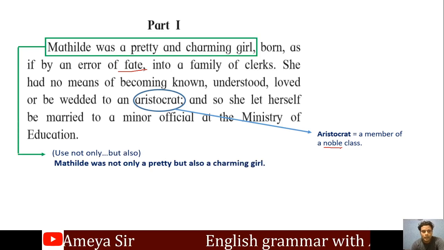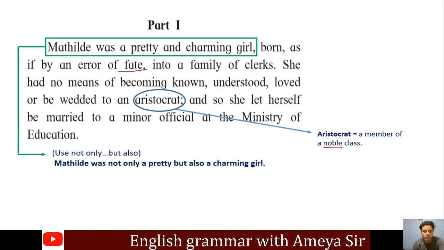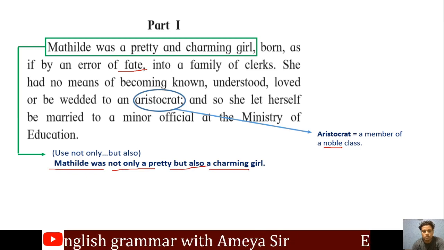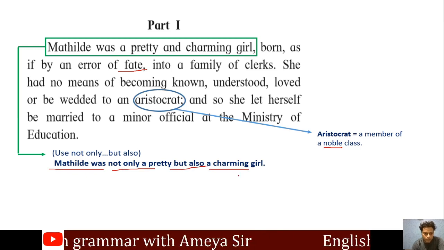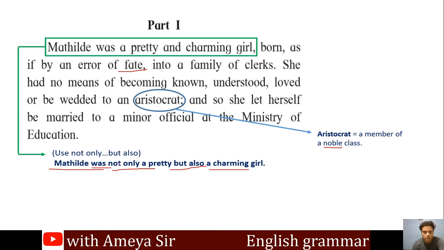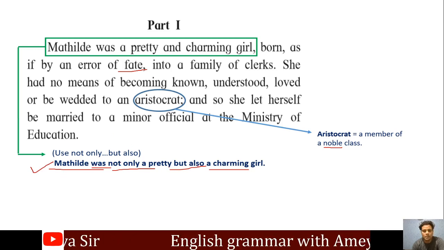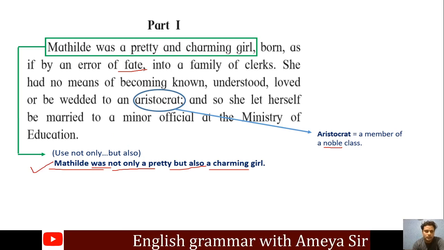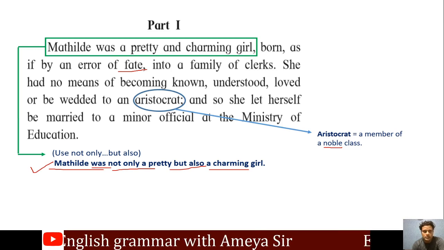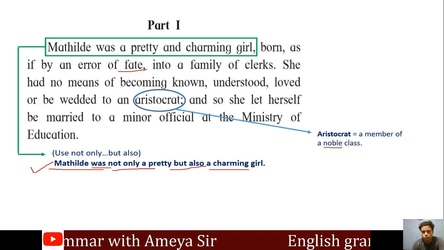What else? This is a grammar entry. Matilda was a pretty and charming girl. Use not only but also. Matilda was not only a pretty but also a charming girl. It is very important for you to understand that you do not write Matilda not only was. That's not the way to do it. The correct way is Matilda was not only a pretty but also a charming girl. Whatever is common is always placed first. So since was is common, was is placed before not only. That is a very important point for you to understand here.